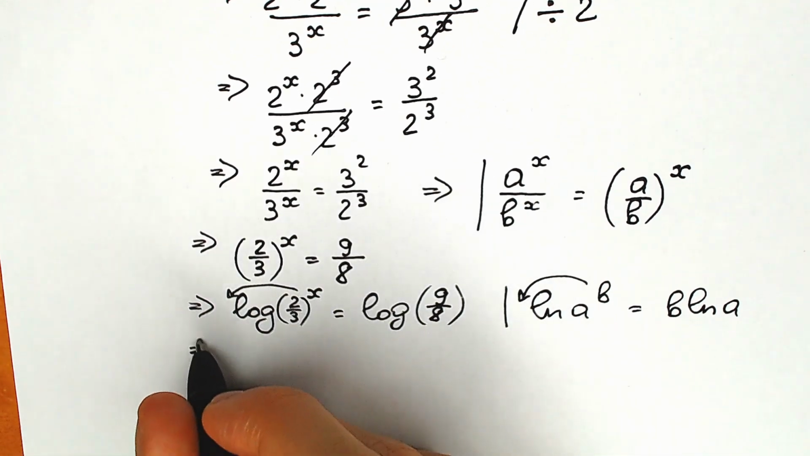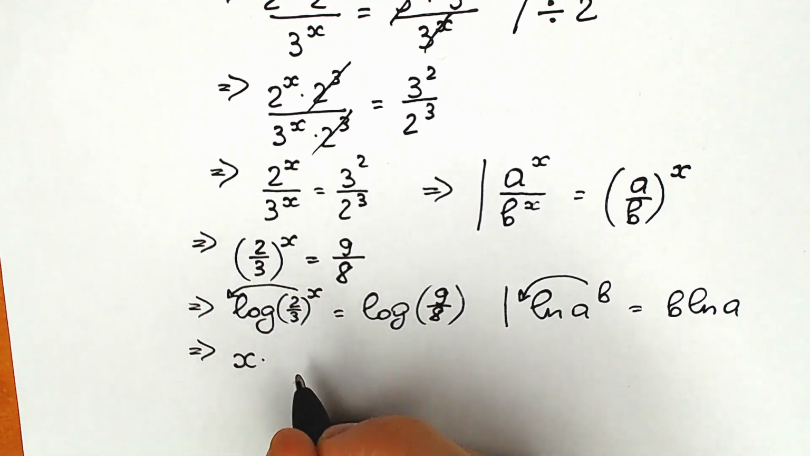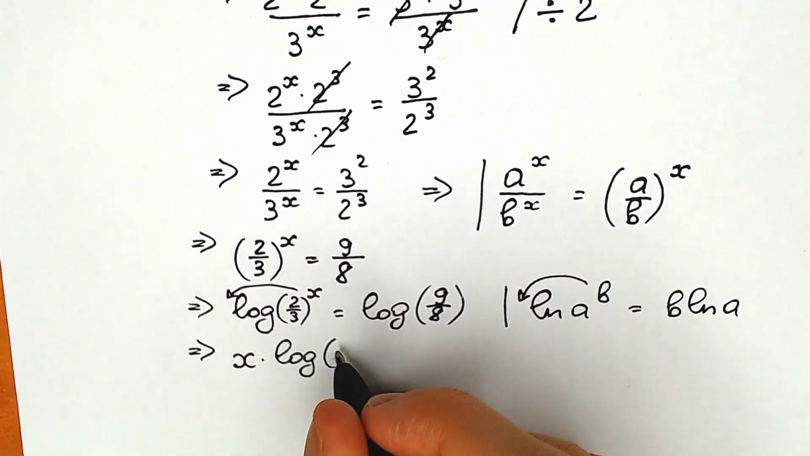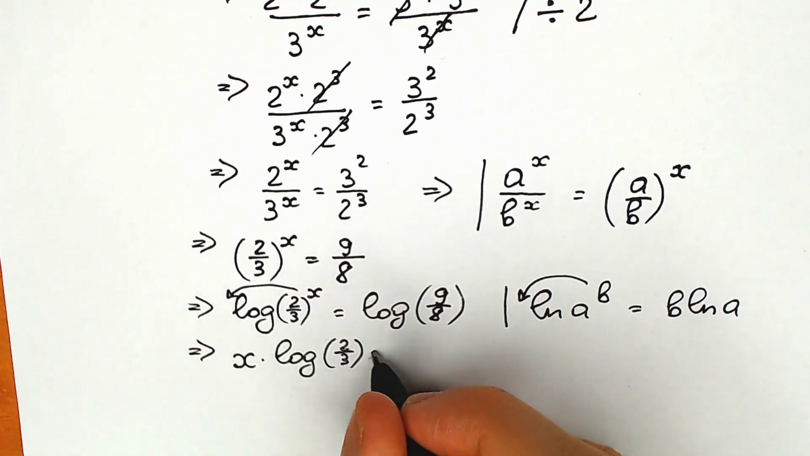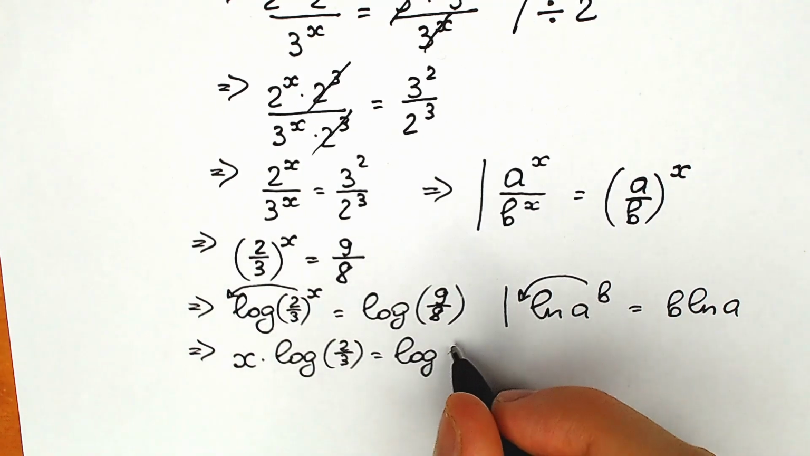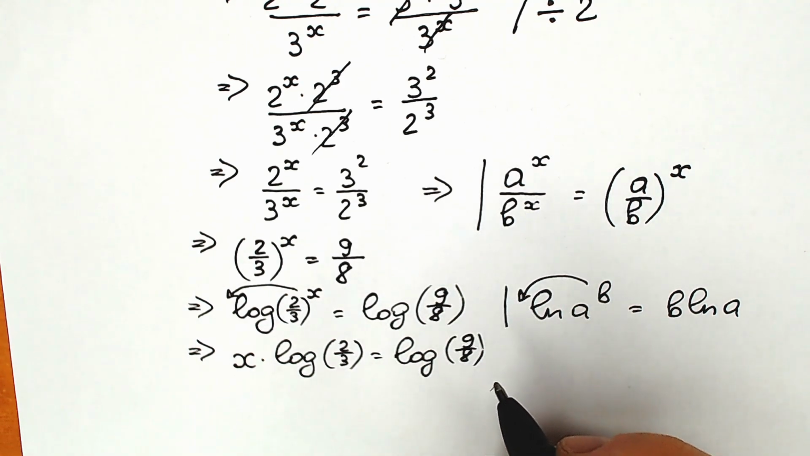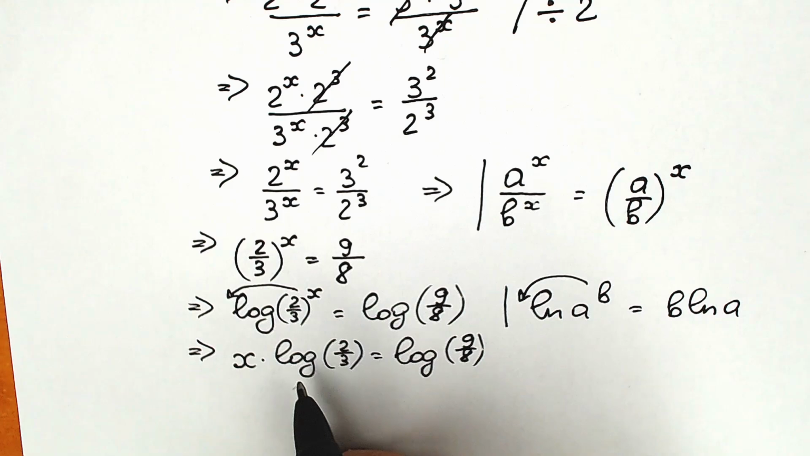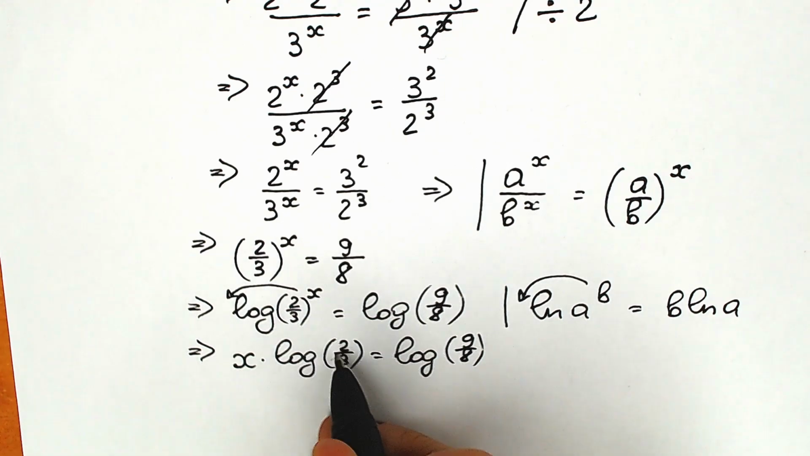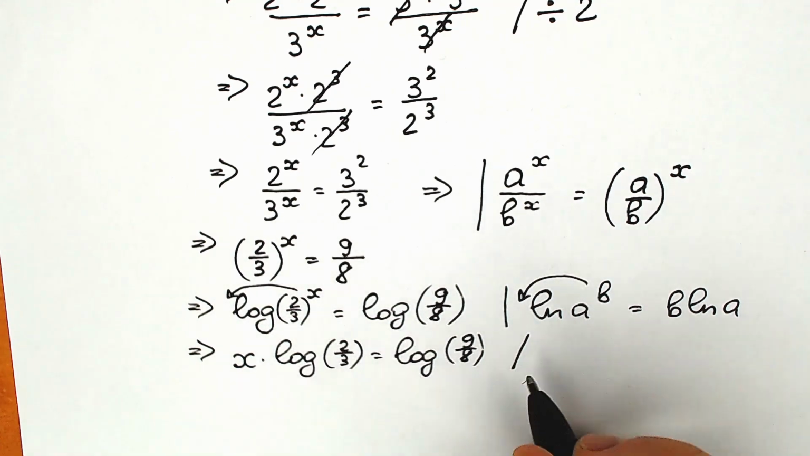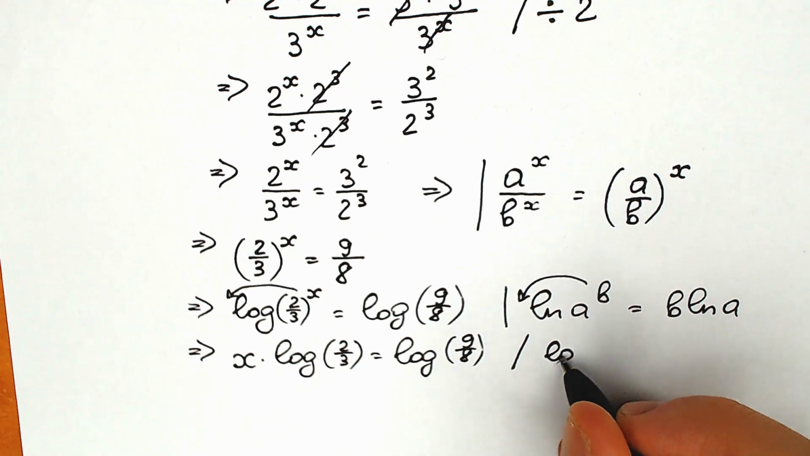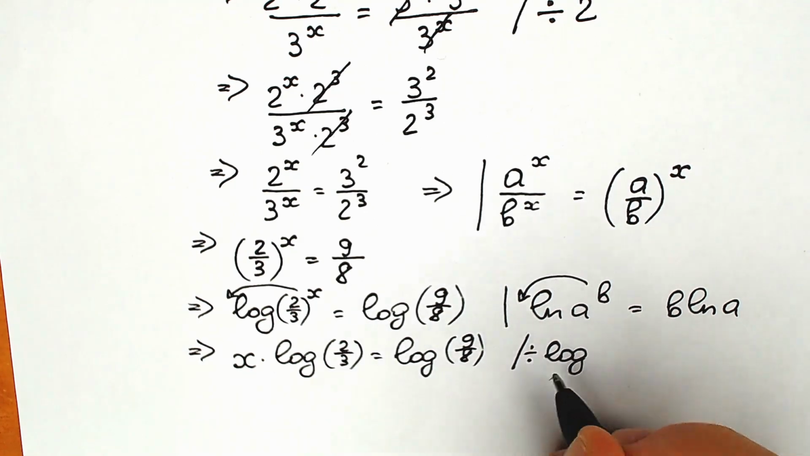And right now, as a result, what do we have? x times log 2/3 equal to log 9 over 8. Really great. So what are we gonna do next? First of all, let's divide both sides by this log 2/3, because when we divide, we will have only our x. So we're gonna divide by log 2/3.